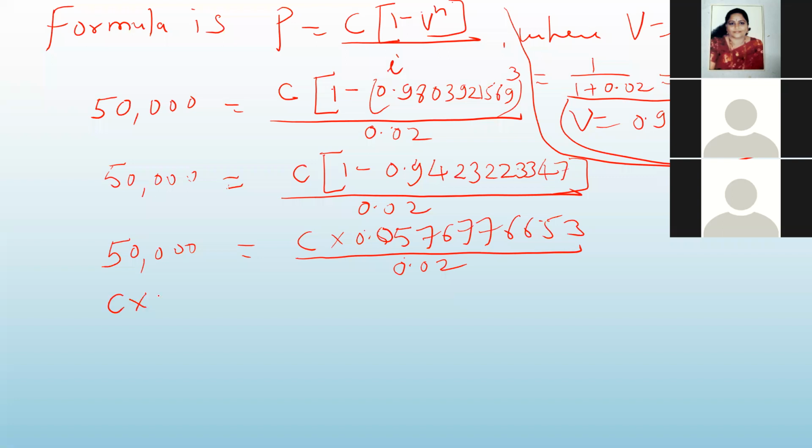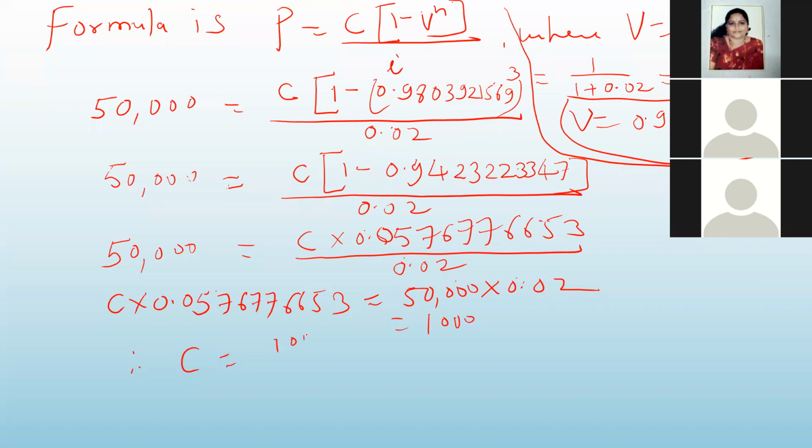So C into 0.0576776653 is equal to 50,000 multiplied by 0.02, which comes out to be 1,000. So what is the value of C? 1,000 divided by 0.056776653. Find out this answer.